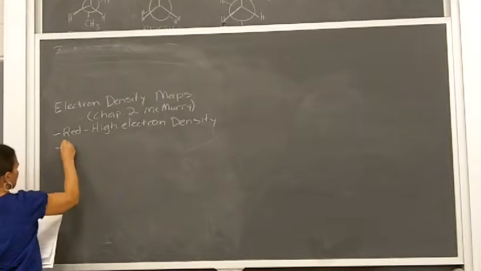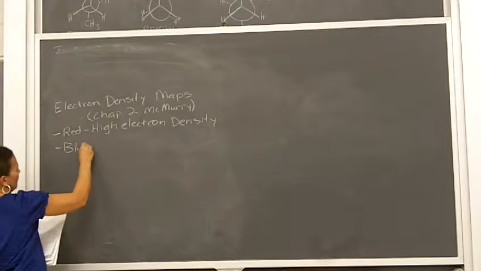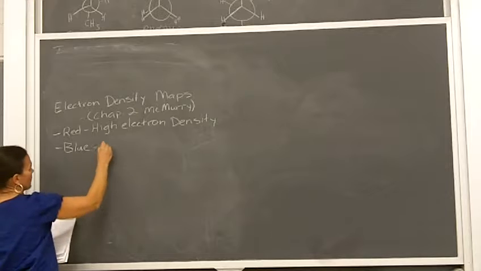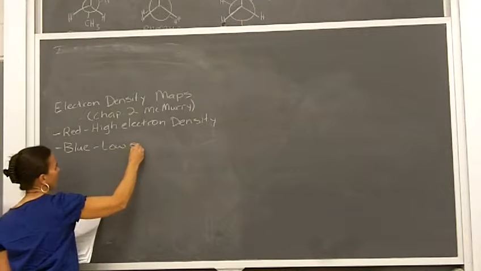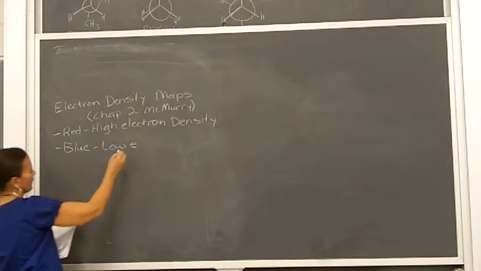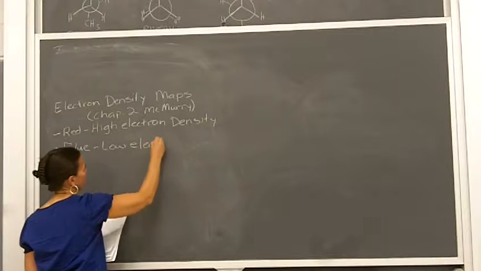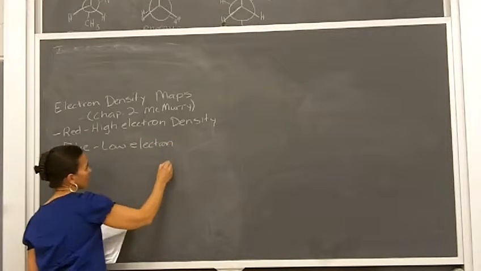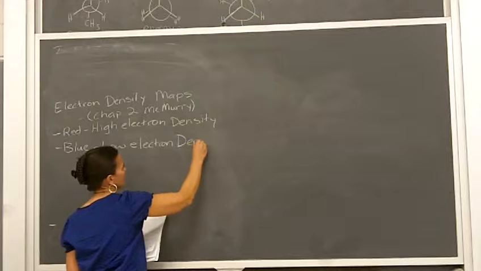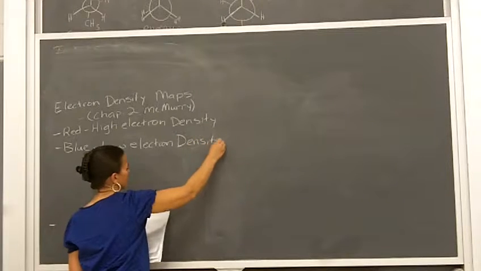And the blue to purple sections are then low electron density, right? And then we've got the blurring of the colors in between. So we'll take a look at this and make some predictions based on electron density maps.